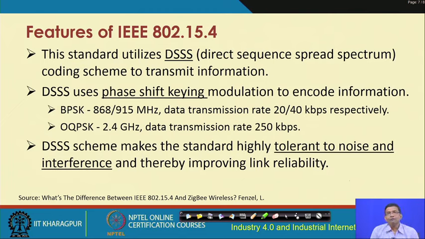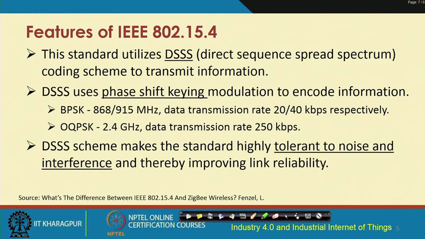So, in terms of the coding scheme, the scheme that is used is known as DSSS, the direct sequence spread spectrum coding scheme, that is used to transmit information. This is a big story, but just in short, this is a coding scheme which will encode the data and it will be sent. The reason DSSS is used is that it offers increased security, reliability and so on, and this is quite widely used.